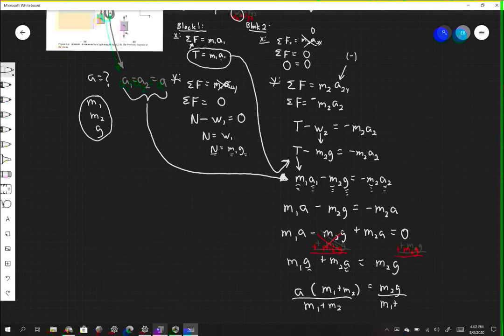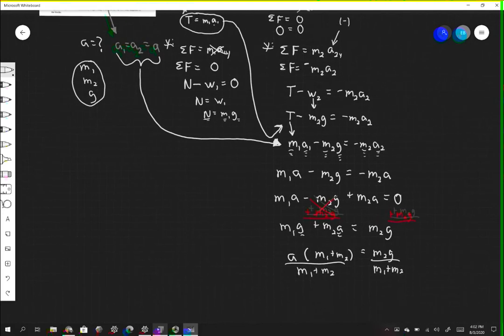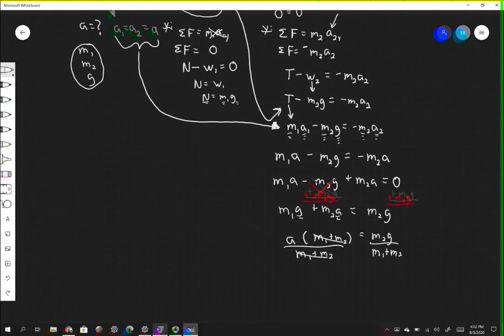And this is the hard part of physics. It's the algebra. Never the calculus, never the equations, always the algebra. These two mass 1 plus mass 2 cancel out. And the acceleration is mass 2 times g divided by mass 1 plus mass 2. And there we get our final answer for the acceleration in the event of a tension problem.